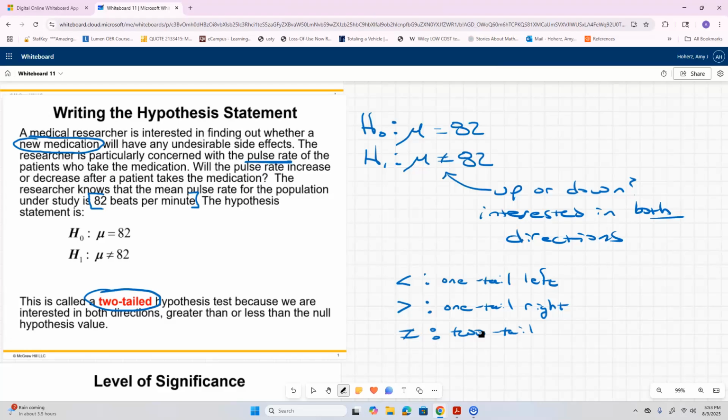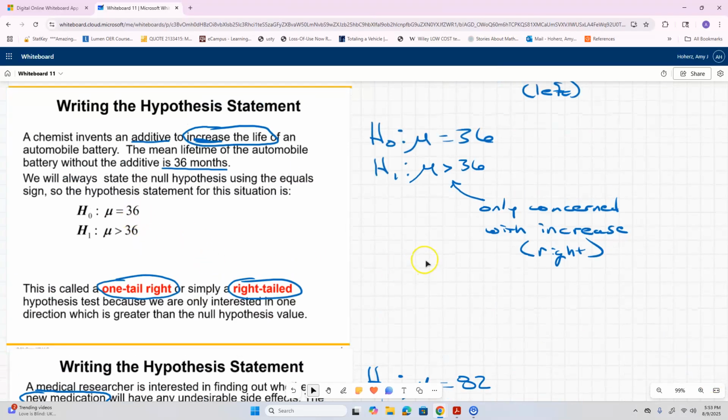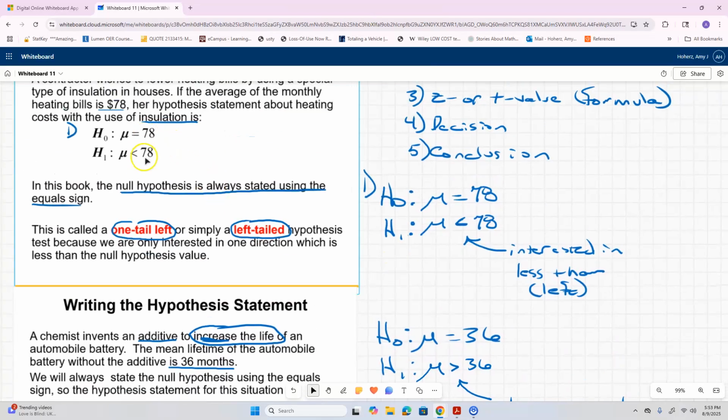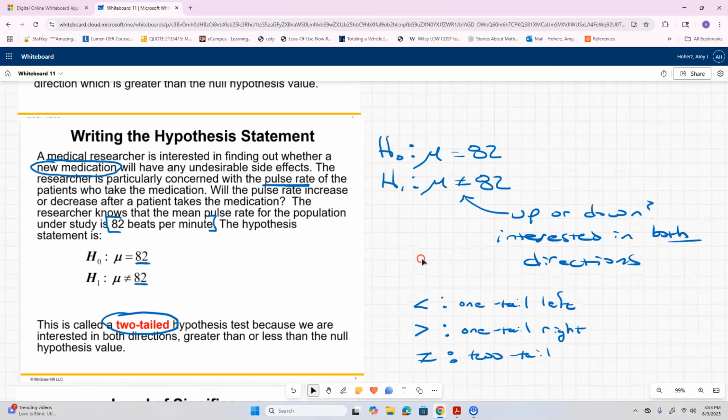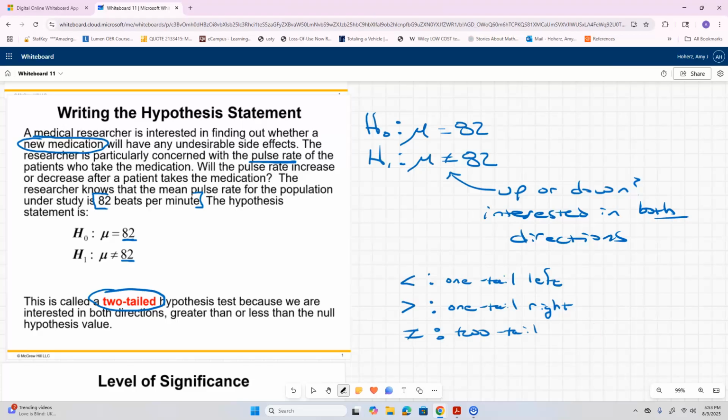Now, something else I want to point out, you'll notice that every time these two numbers were the same. We don't have different numbers here. Your alternative hypothesis is based on the null hypothesis, so it's always going to have the same number. Notice here we had 82 and 82. Up here we had 36 and 36. And in the one before that we had 78 and 78. So the first statement is always going to have an equal sign. These two numbers are always going to be the same. And then this is the only number that you're really making a decision about. That's the one where you have to decide whether it's less than, greater than, or not equal to in the alternative hypothesis. But the null hypothesis is always going to have an equal sign.